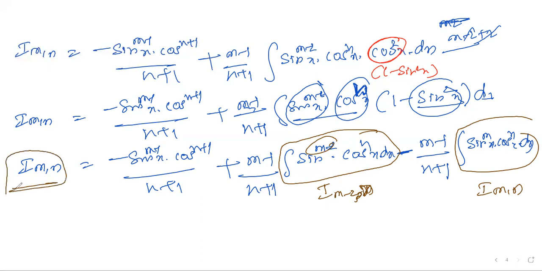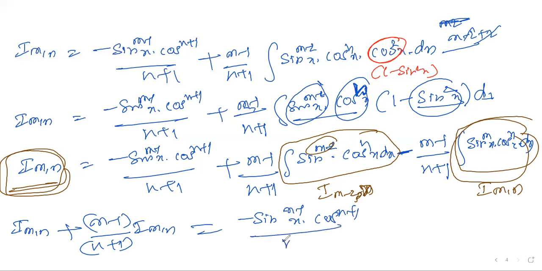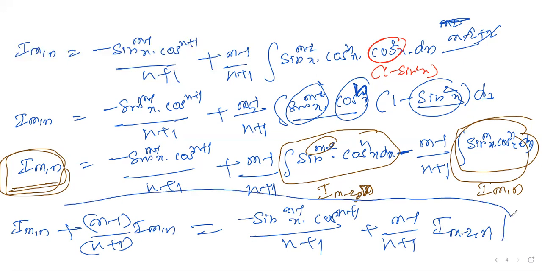So you want I(m,n) calculation, I(m,n) total I should set to the left side. Okay. Next step, very interesting. I(m,n) plus (m minus 1) by (n plus 1) into I(m,n) is equal to minus sin^(m minus 1) x into cos^(n plus 1) x by (n plus 1). This next continuation (m minus 1) by (n plus 1) into I(m minus 2, n). Till this there is no doubt at all.